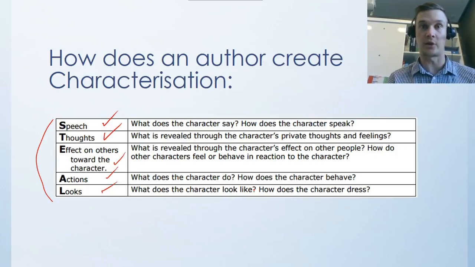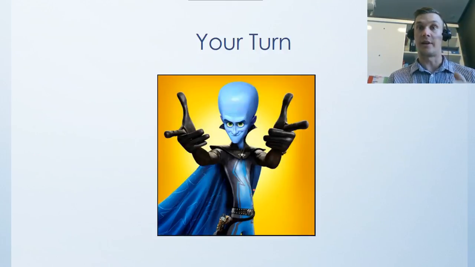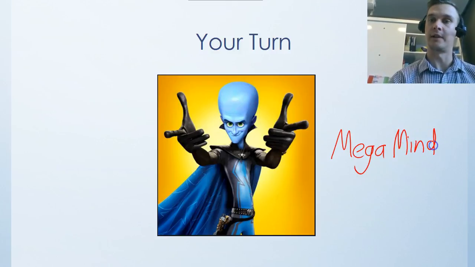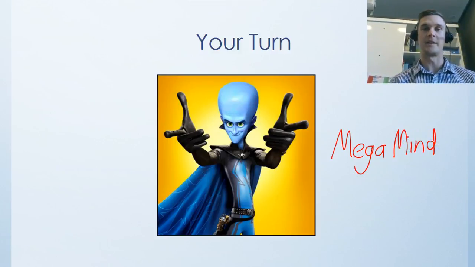So I'm going to quickly give you a chance now to see how characterization works. And hopefully you've seen this movie. It's called Megamind. It's one of my favorites. I think Will Ferrell is the voice of the main character, and it's basically about a villain. He is a villain, but we also sort of feel we like him. He's sort of like the main character, so it's a really good example of characterization.